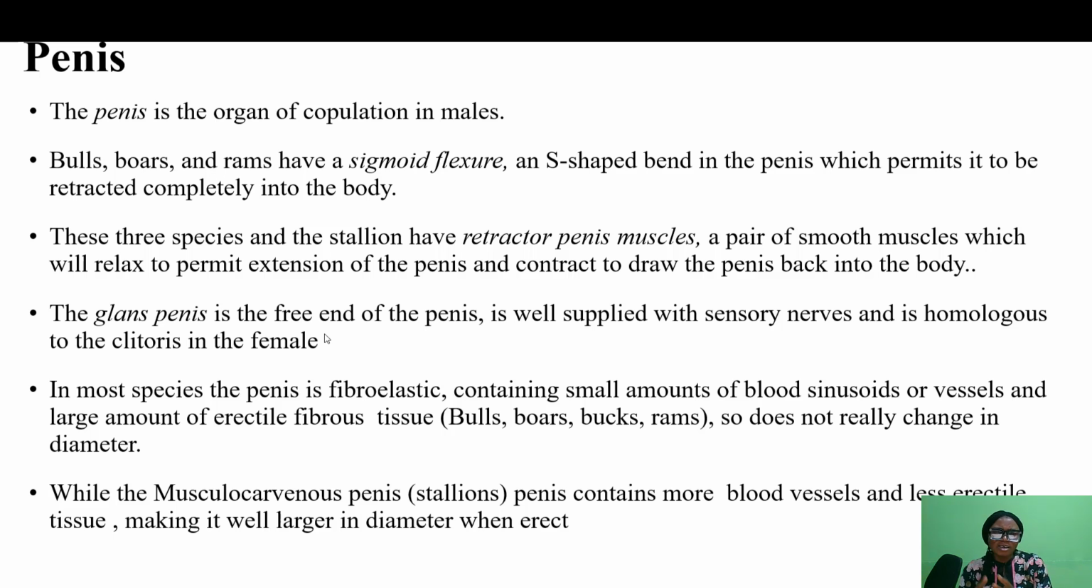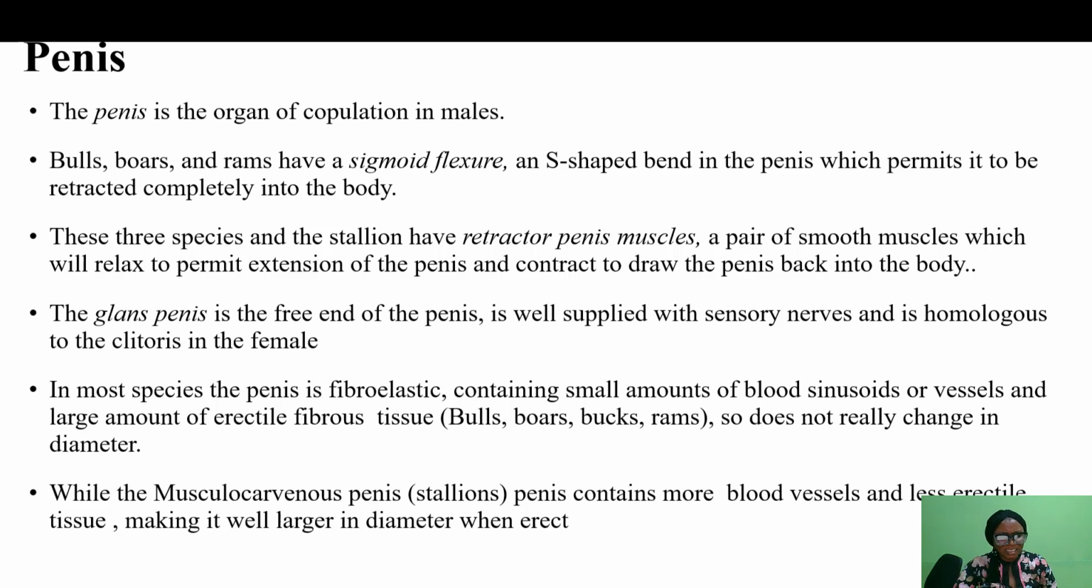And have you ever asked how this length of penis comes to be fully packed in the body of the animal when it is not erect? Have you ever wondered? The mechanism by which the penis is packed within the body of the animal when not erect is through sigmoid flexure. We call this muscle the retractor penis muscle. It is this retractor penis muscle that enables the penis to form an S shape, through which the penis is packed in the body of the animal when not erect. Yes, thank you for your contribution.